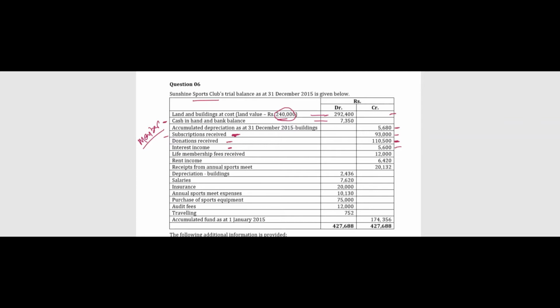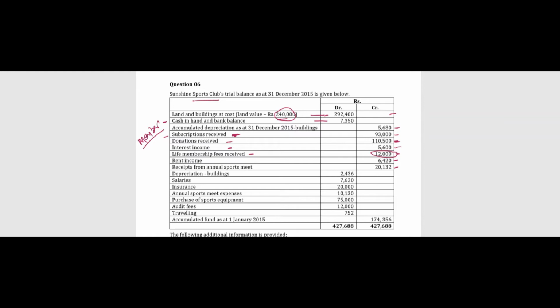Life membership fee received, 12,000. Now when a life membership fee is received, we should see the policy for the recognition of this life membership fee. We need to see how we are going to recognize and amortize this 12,000. Then there is rent income. The rent income probably comes from renting out space for shops and restaurants. These are common. Receipts from annual sports meet. Usually sports clubs organize various sports activities for which they charge a fee from participants, as well as other activities.